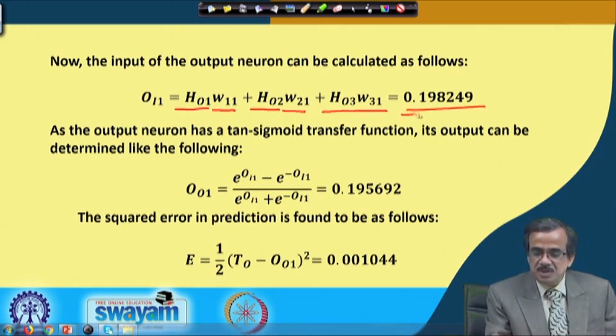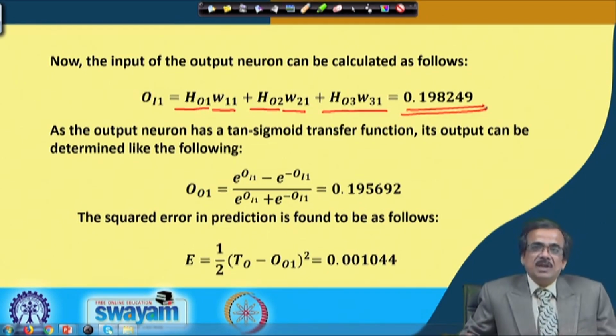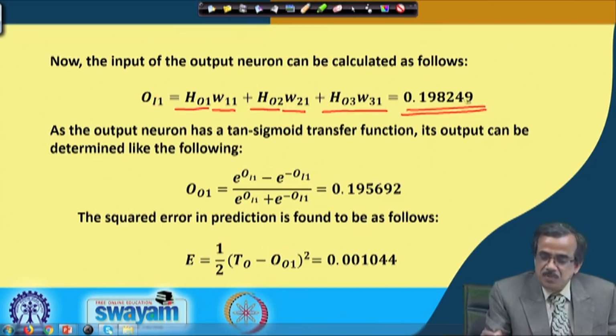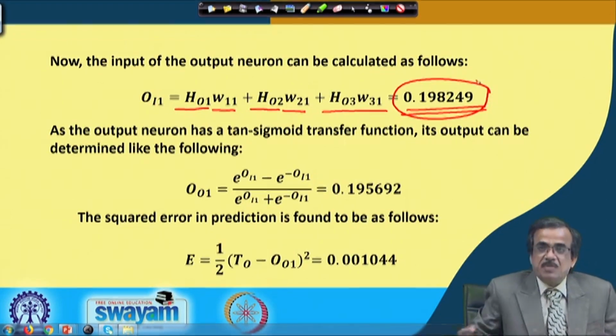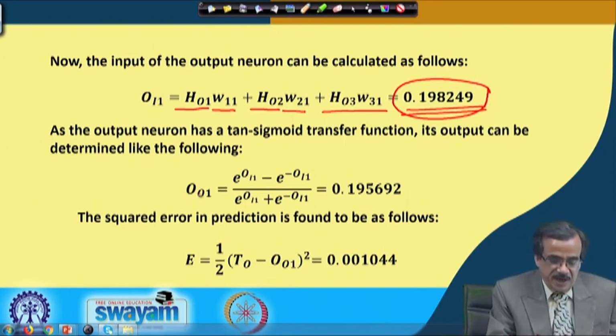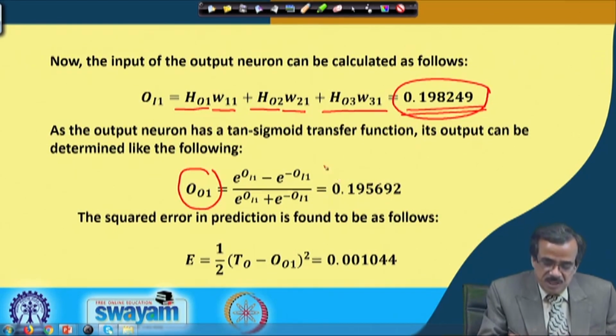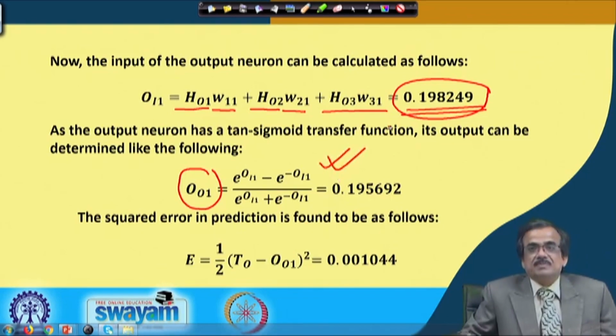So, you will be getting this. This is the calculated output of this network for this set of inputs. And once you have got, I am sorry, this is nothing but the input of the neuron lying on the output layer. So, if I know this input, I can find out the output of this neuron lying on the output layer, and here we have the tan sigmoid transfer function.